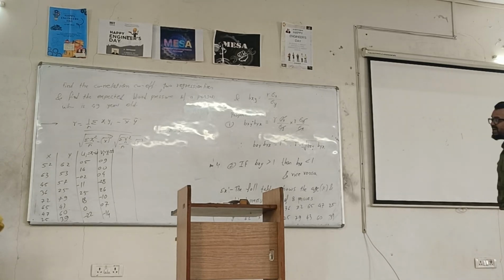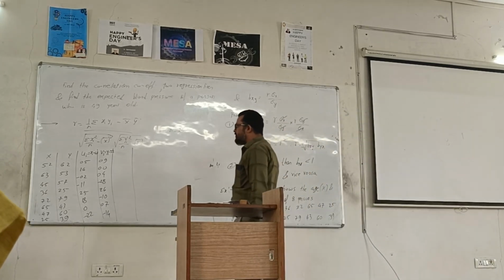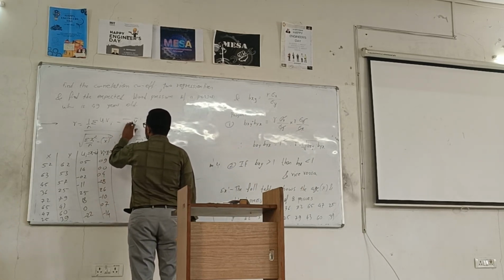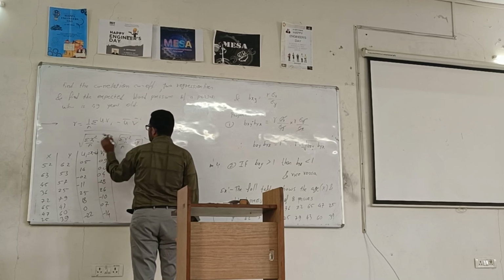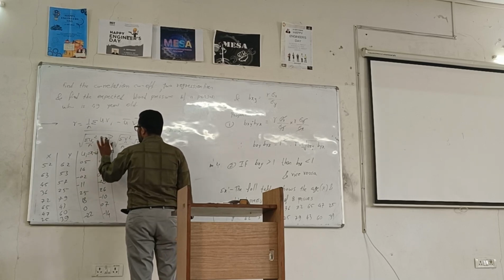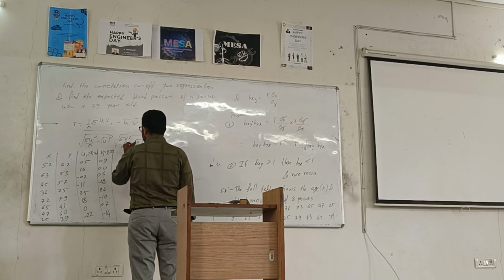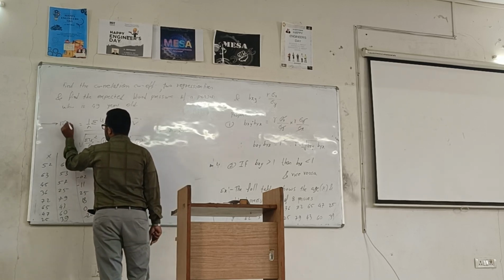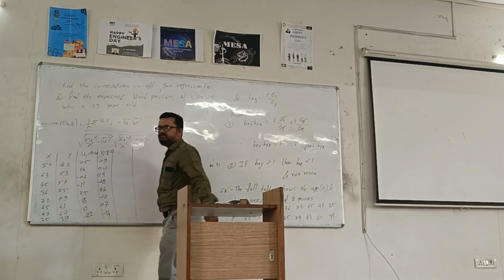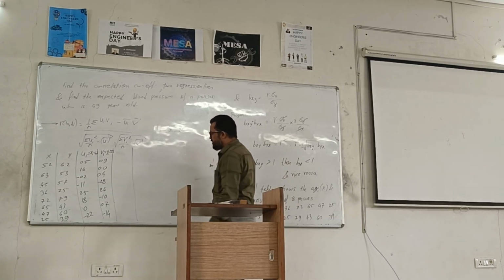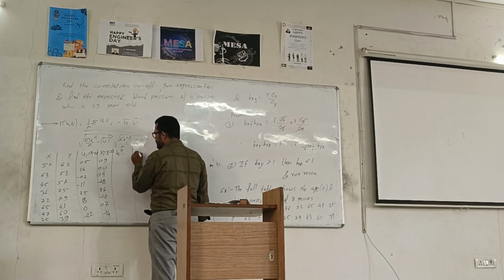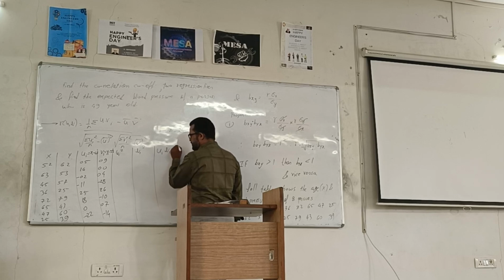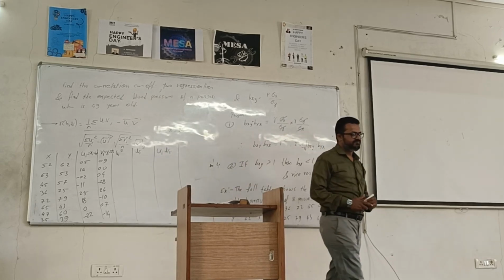So now instead of finding r of x comma y, I find r of u comma v. My formula is r of ui vi, u bar, v bar, ui square, vi square, so I need ui square, vi square, and last is ui into vi. Can we find? Yes.